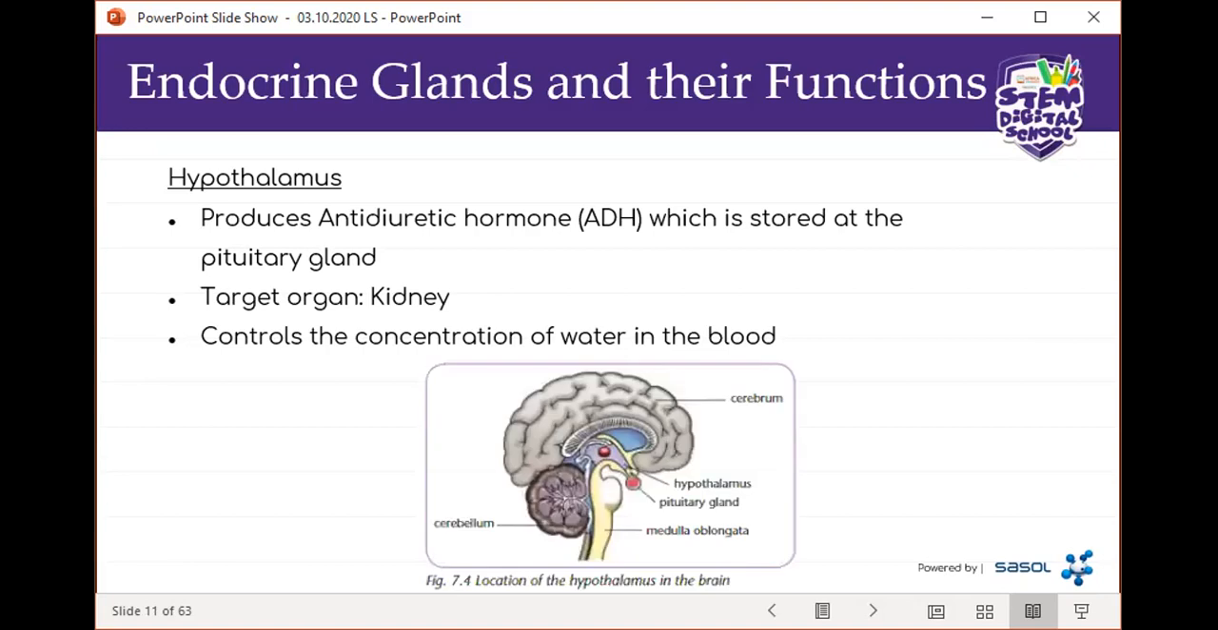So the hypothalamus is located, just get my cursor at them. So the hypothalamus is located right there, just on top of the pituitary gland, right? So you might also know the location or remember the location of the hypothalamus from the nervous system when we were looking at the structure of the brain. Okay.